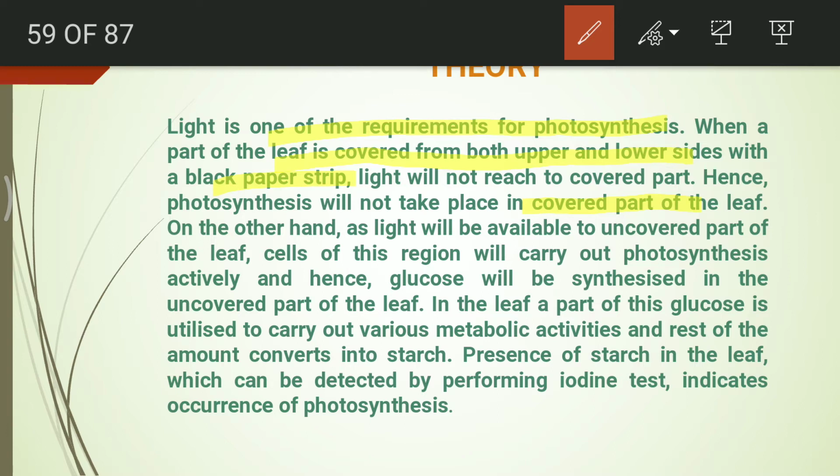Now, the glucose which is formed will carry out most of the metabolic activities, and the rest of the glucose will be stored in the area itself. And that's why the iodine test will be positive for the uncovered area of the leaf, whereas the covered area will show a negative iodine test.